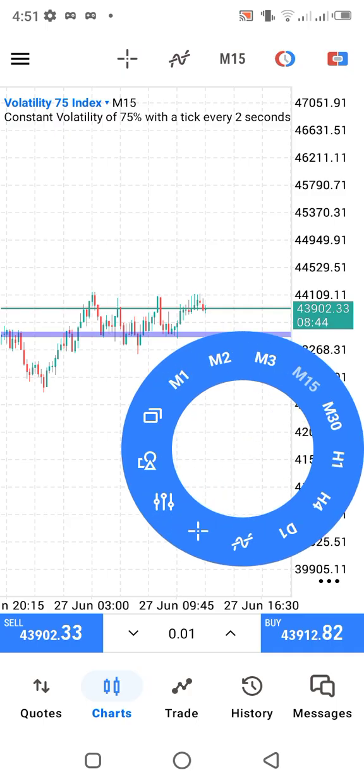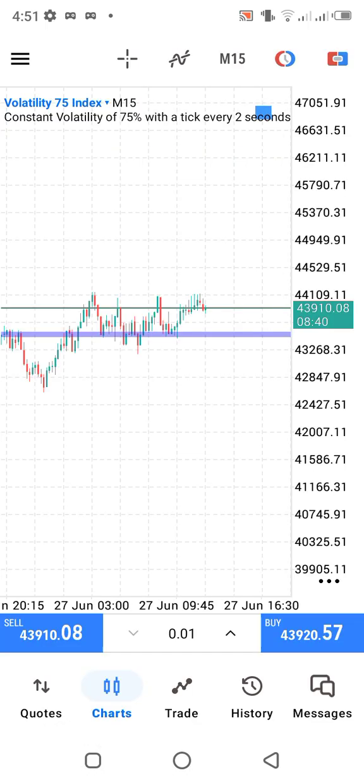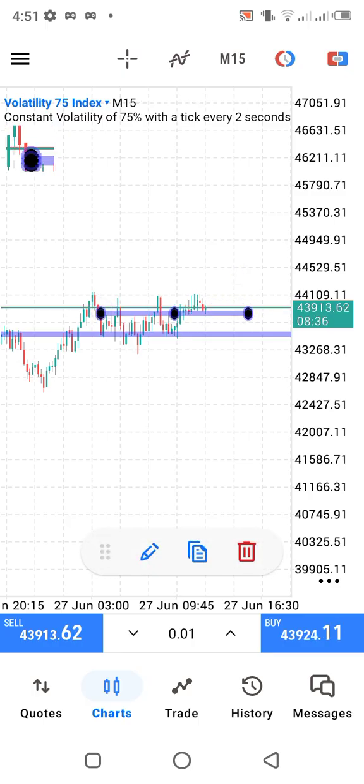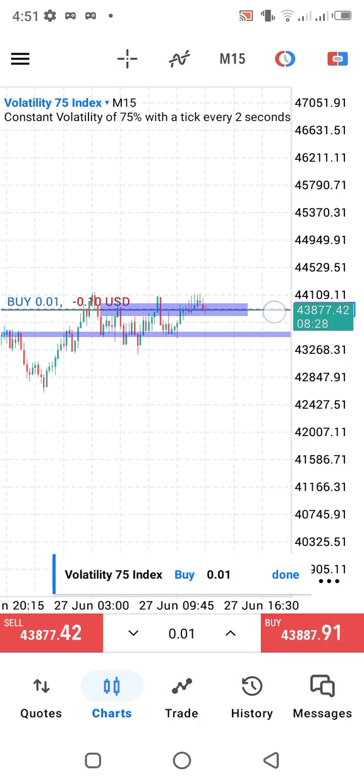So we had a bit of a correction phase here. Above this level, price is bullish. This was the indication that we had for the first time. So this is the second time price is above this area. So for V75 index, I'll take my buys here.